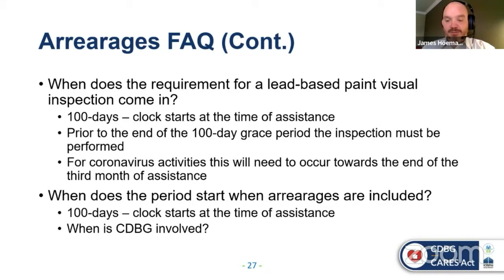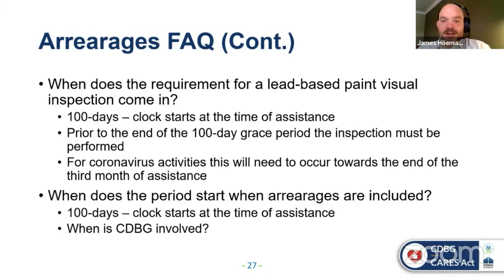But when the clock starts is when assistance starts for the 100-day lead-based paint visual inspection rule. That is at the time of CDBG assistance. So once you make that first payment, your 100 days begins. At that point, we'll look towards the end of around month 3, which is going to get you that 90-day marker, depending on what month you're in, of course. You'll have to do your knuckles, I guess, to determine who's got 30 days and 28 days and all that. But by the time you get to that 100 days, your grace period's over.